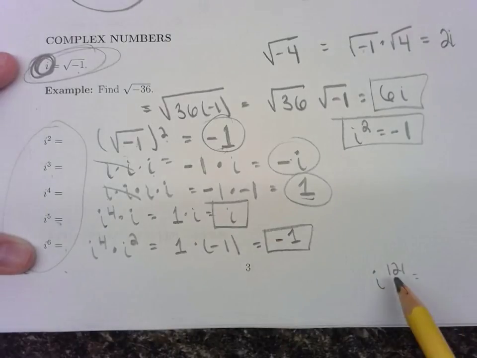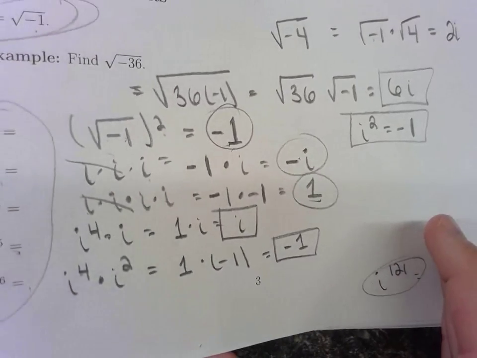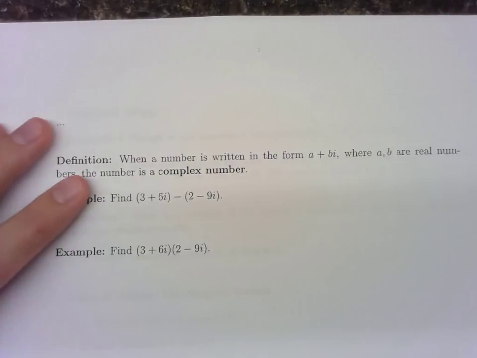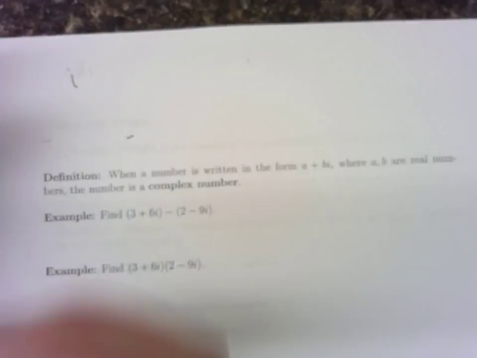I'm going to go ahead and flip this over. Let's do i to the 121. Actually, I have room on this back page, so top of page 4. So something like i to the 121. Again, this is going to be more like what you'll see on the SAT.